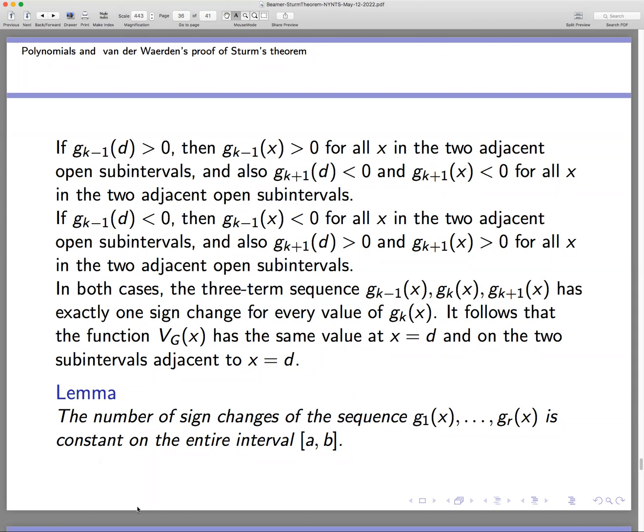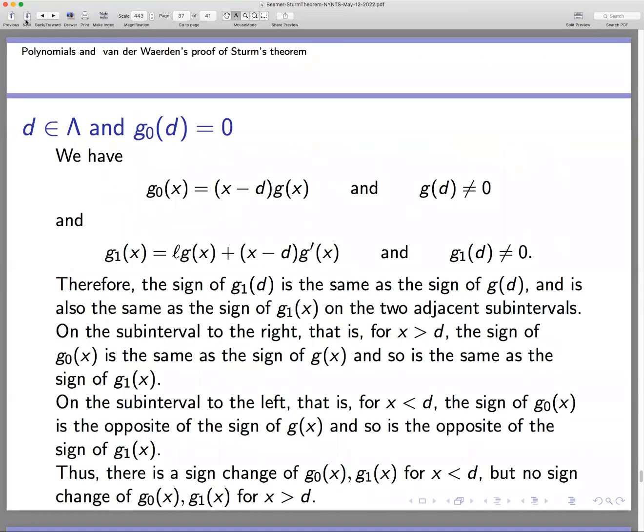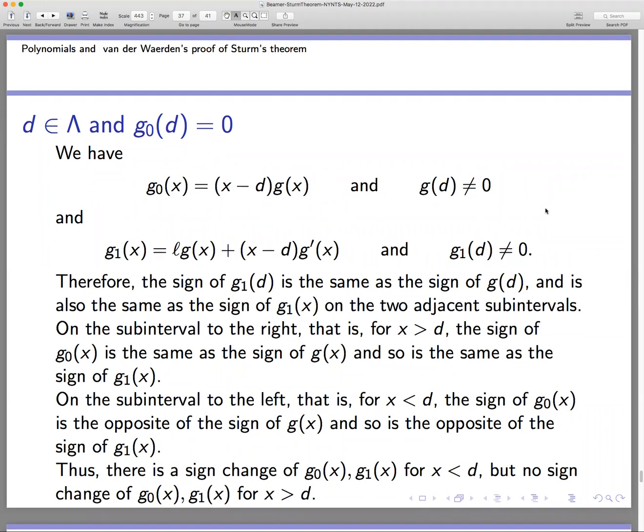So the only time there's a variation in this, counting the number of sign changes, is when you're looking at the difference between the polynomial G0 and the polynomial G1. So suppose you take d to be a root of the polynomial G0. So G0 of x has a simple 0 at d. The G0 of x is x minus d times g of x, where g of d is non-zero.